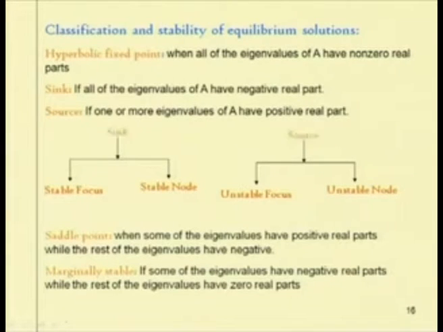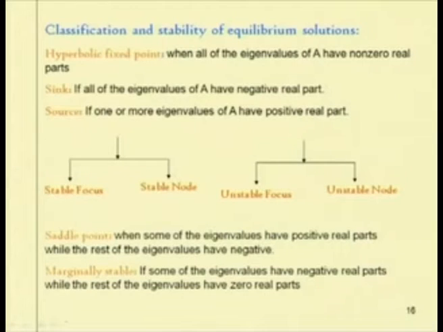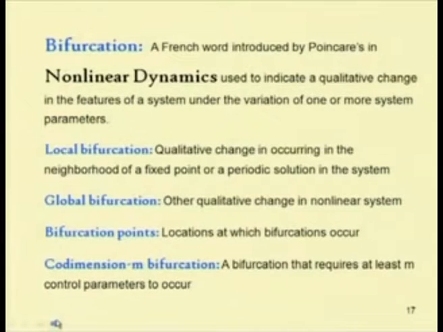Similarly, the source can be an unstable focus or unstable node. When some of the eigenvalues have positive real parts while the rest of the eigenvalues are negative, then the point is known as a saddle point. Similarly, if some of the eigenvalues have negative real parts while the rest of the eigenvalues have 0 real parts, then the system is marginally stable. So, in the case of marginally stable, some of the eigenvalues have 0 real part and most of the eigenvalues have negative real part.